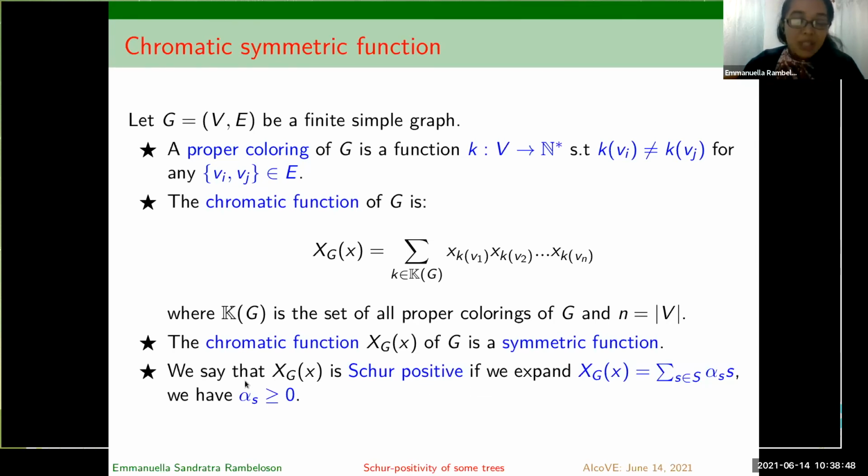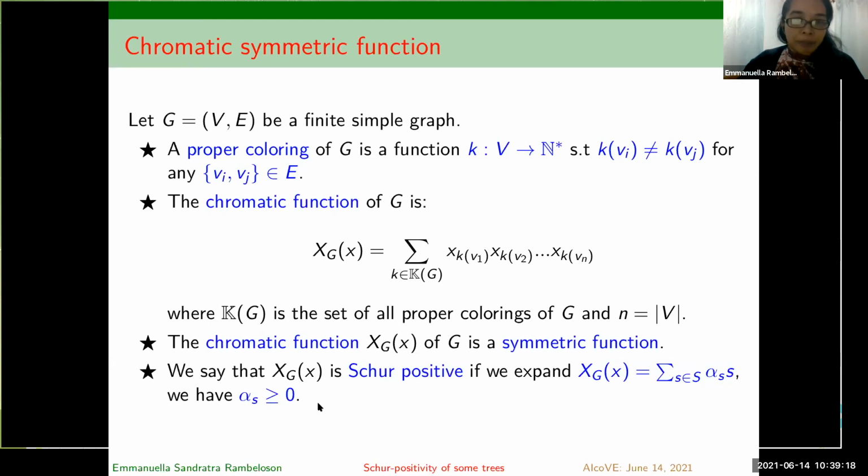Now, we say that the chromatic symmetric function of J is Schur positive if, when we write it as a linear combination of Schur functions with rational numbers α_s, we must have that all of the α_s must be non-negative. They must be non-negative.